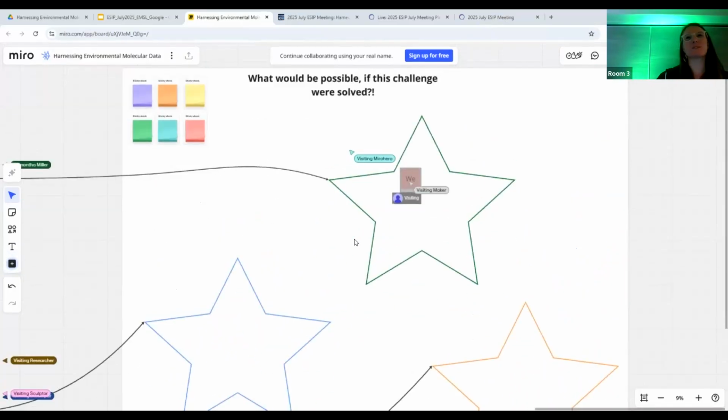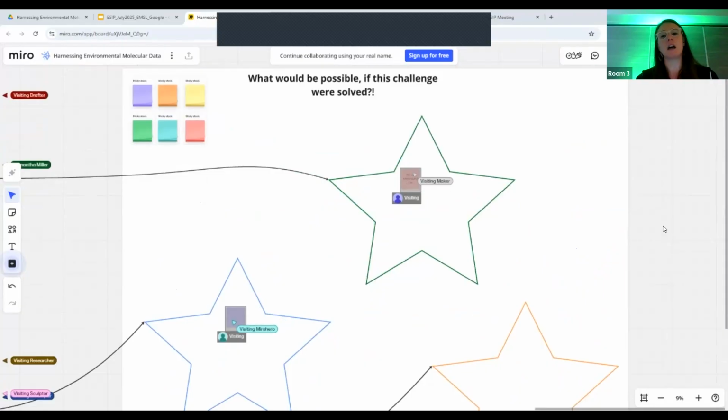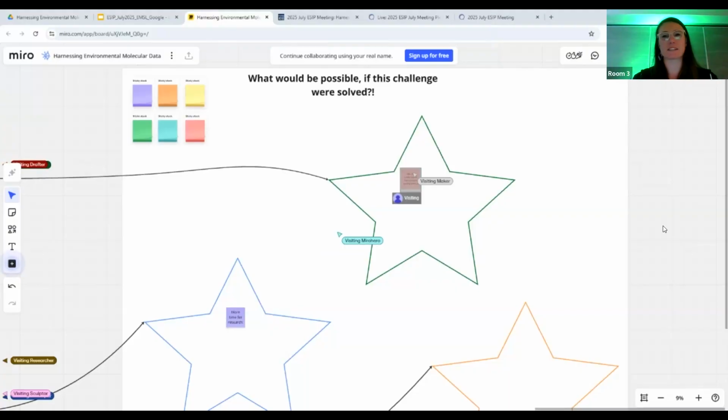What would be possible if this science challenge for your research question were solved? What could you do? What could you answer? What could you solve? I hope somebody writes world peace and climate change, but here we are. Solve all the problems, fix all of the world's problems. But yeah, and also if anybody just wants to speak to what they feel like they could do if they could solve that science problem.